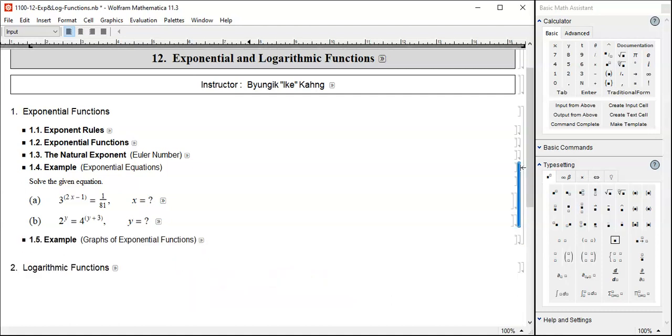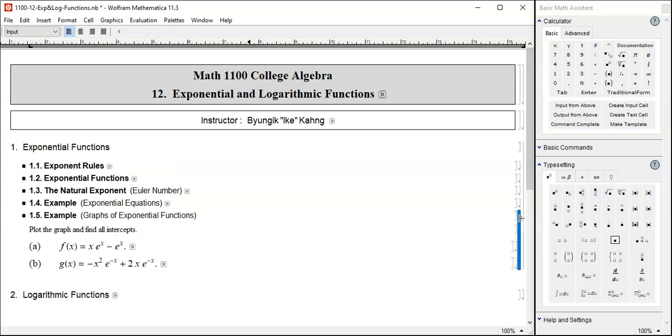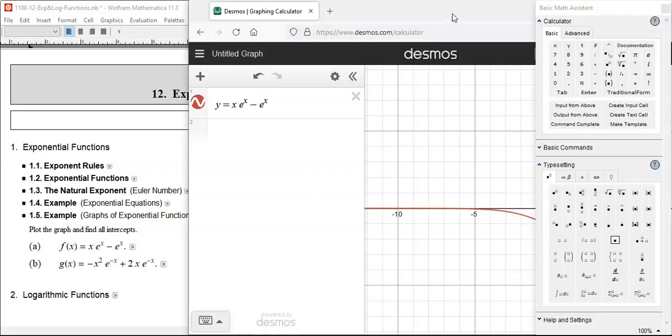Okay, so much for really elementary problems. And then let's go over to a little bit higher level. Graphs of exponential functions and plot the graph. Okay, all right. We have plenty of time, so let's do some graphical exploration with a graphing calculator. So let me stop the playback here and prepare this Desmos graphing calculator. Okay, I have it here.